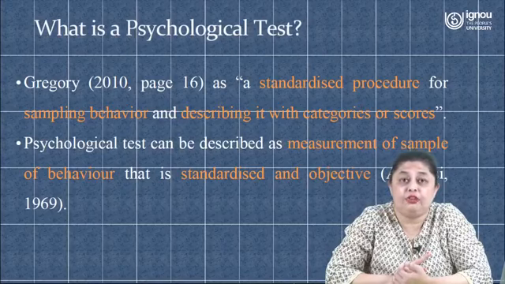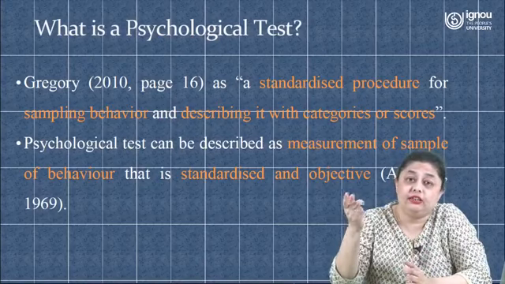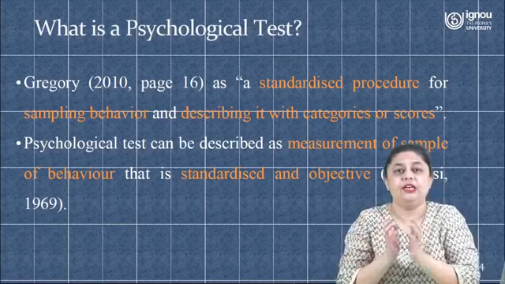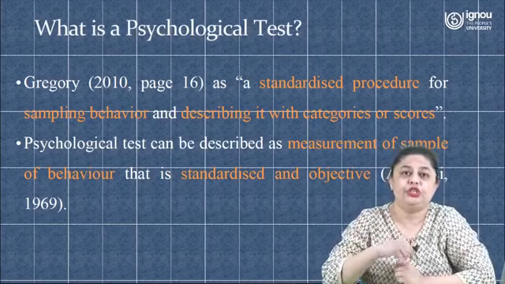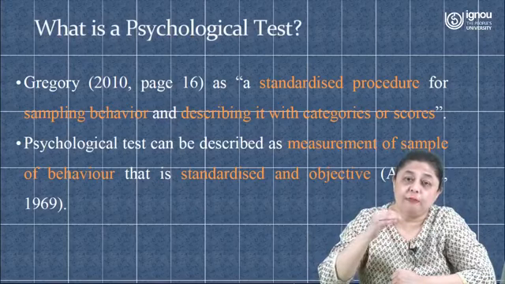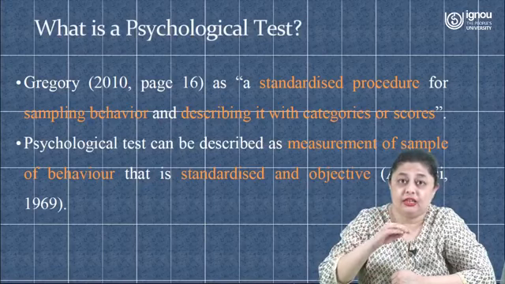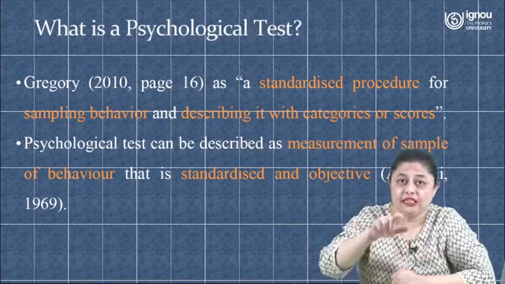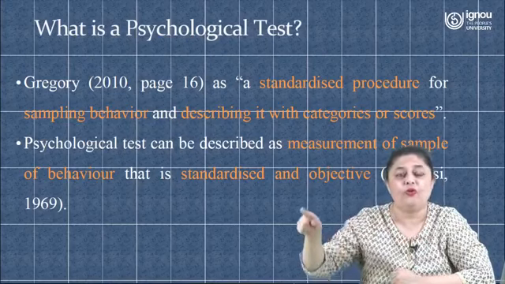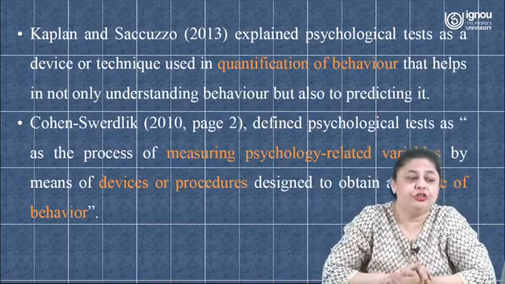And the definition also focuses on sample of behavior. As I was telling you a little earlier, psychological tests don't measure the whole behavior, but a representative sample of behavior, and that could be a challenge when test construction is taking place. When a psychologist is constructing a test, at that time he or she has to be sure that the sample of behavior selected is representative of the overall behavior domain of that particular variable.